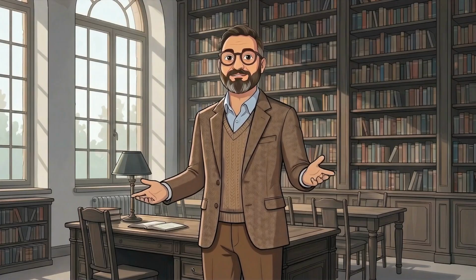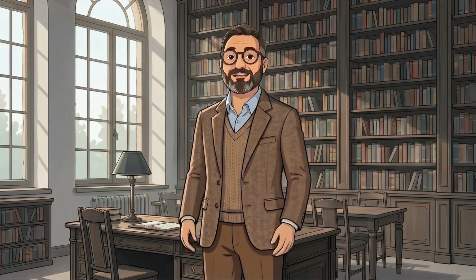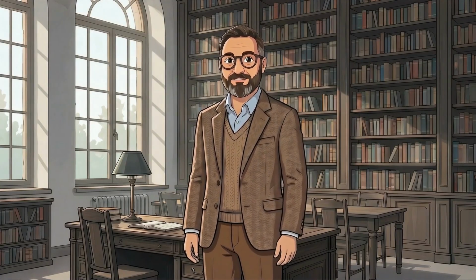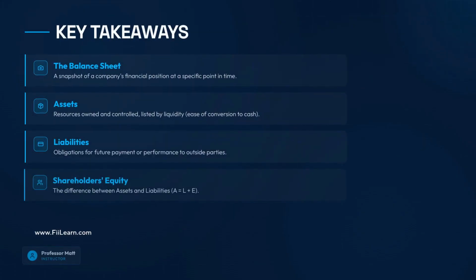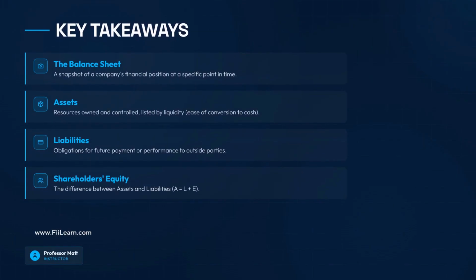It primarily consists of two components: paid-in capital, money that has been directly invested, and retained earnings, the profit that has been kept in the business. And that is the balance sheet. In the next few lessons, we'll take a deeper look into its components.